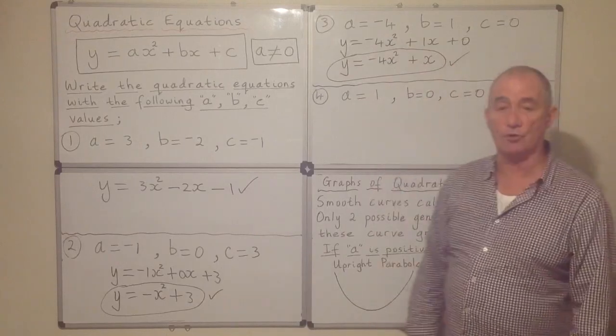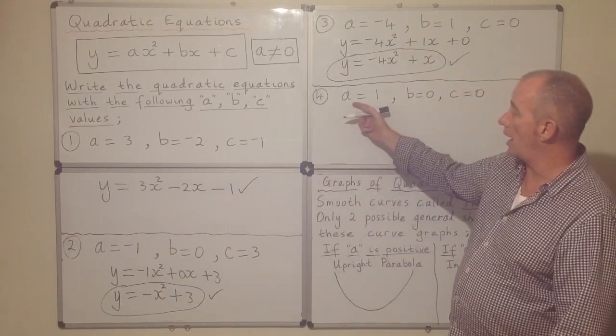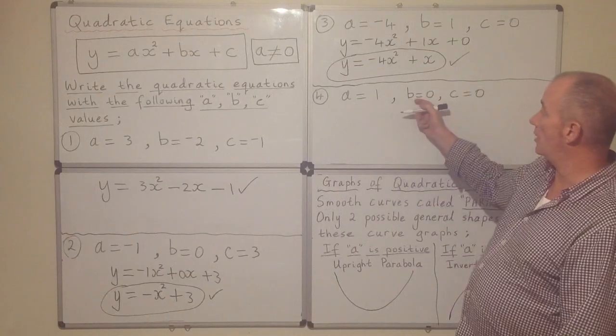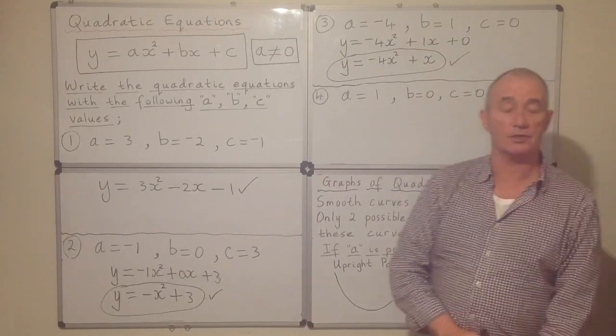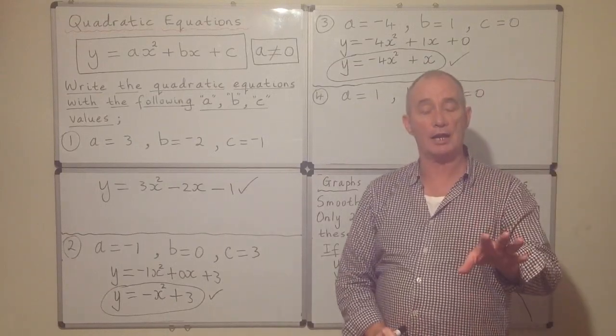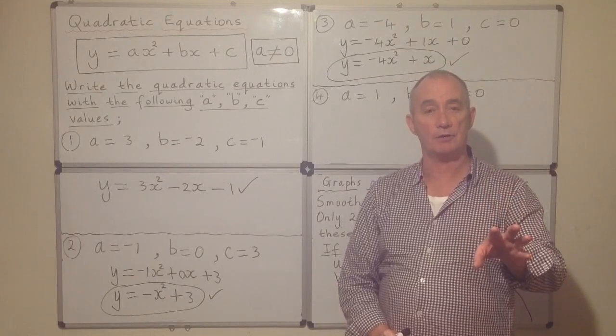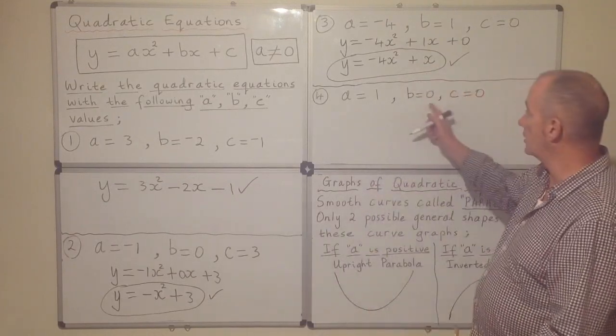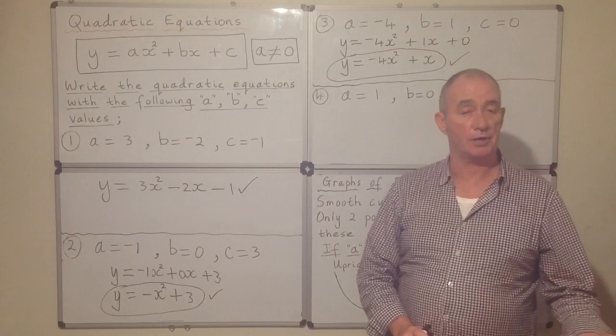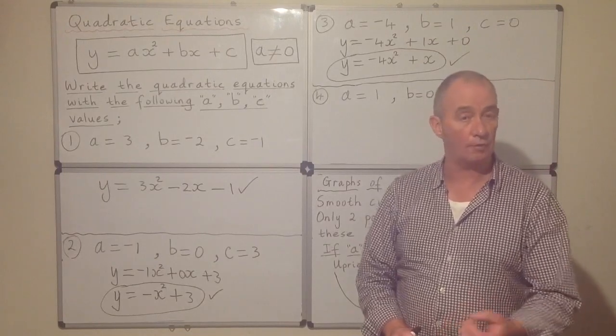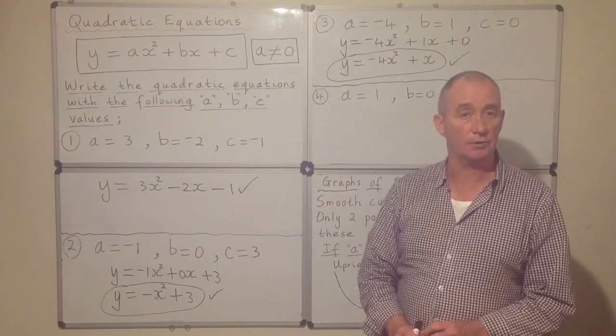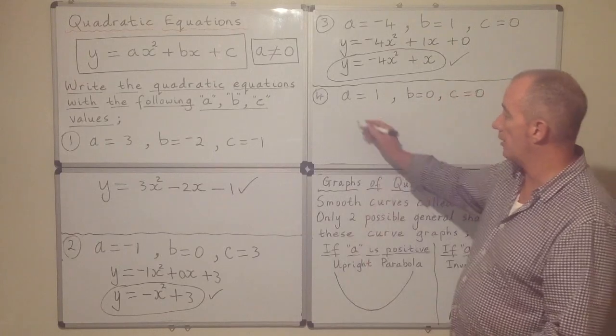Okay, on to question 4. What if we have an a value of 1, a b value of 0 and a c value of 0? Just a reminder, a is never allowed to be equal to 0. B and c, however, can be equal to 0. B and or c can be equal to 0. What do we get here?